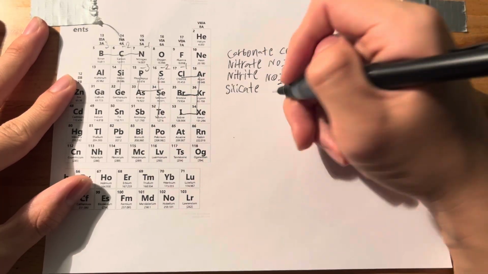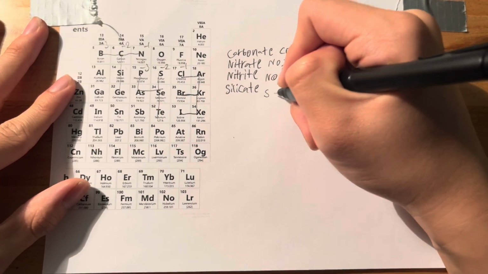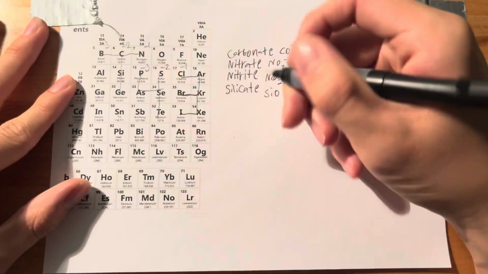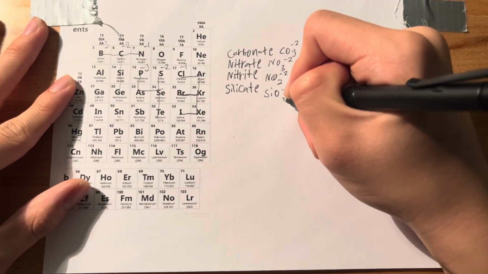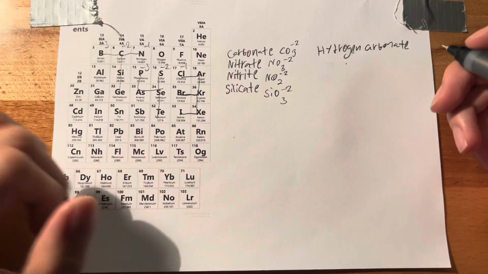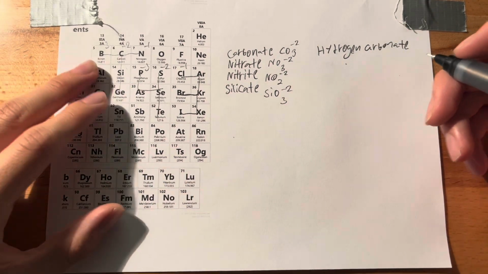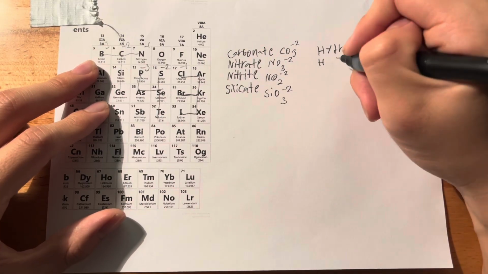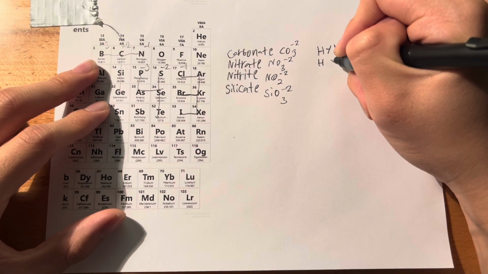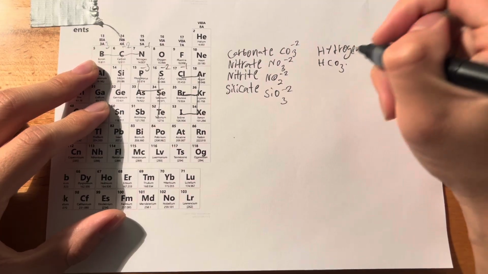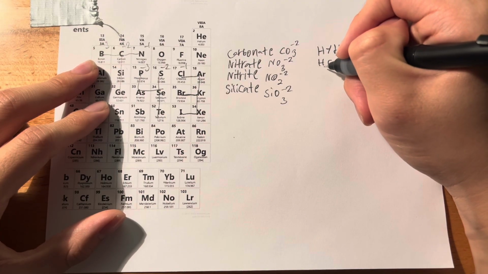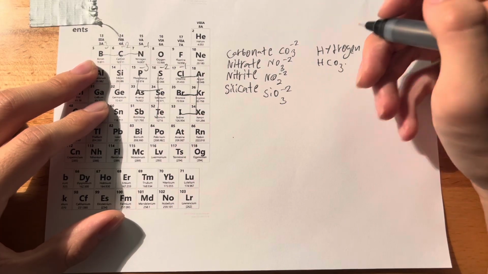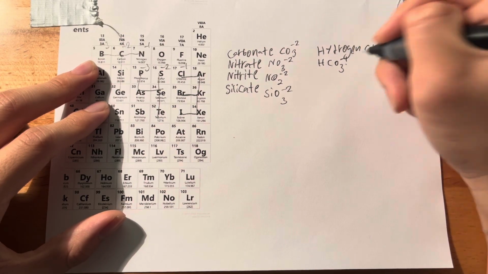And for silicate, it's just SiO, and silicon is -2 and 3. For hydrogen carbonate, you literally just slap an H in front of the carbonate. So, well, not actually though. With one more step, we gotta remember that H adds a positive, so -2 plus 1 is just -1.